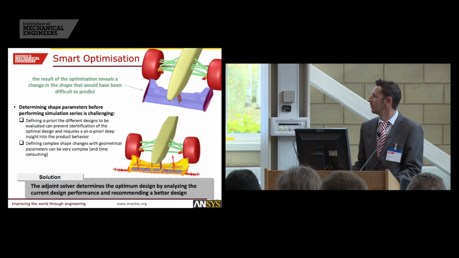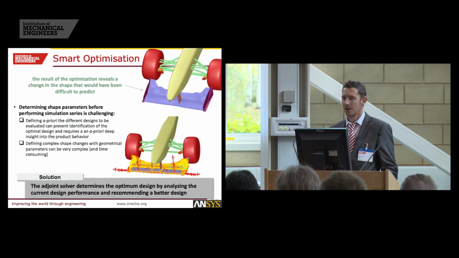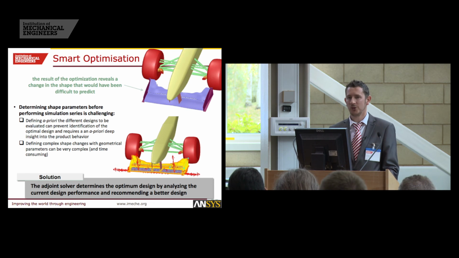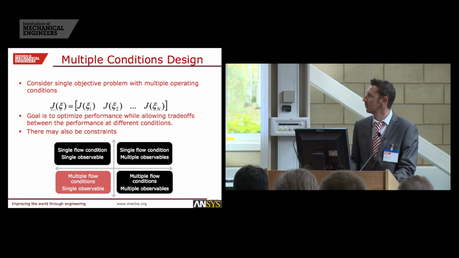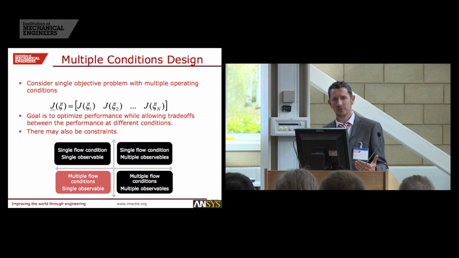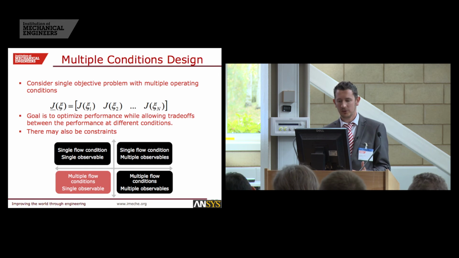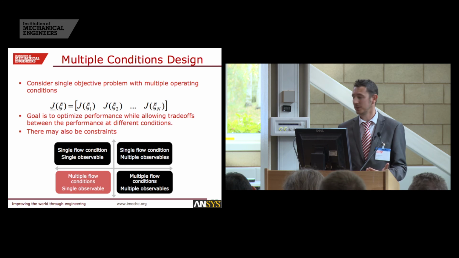So the adjoint solver determines the optimum design by analysing the current design and recommending an improved performance design based on the observable that's been selected. Now we can take that a step further and look at multiple conditions as well. Rather than just a single flow condition with single observables, we can also extend that with the adjoint to look at multiple observables and multiple flow conditions as well.